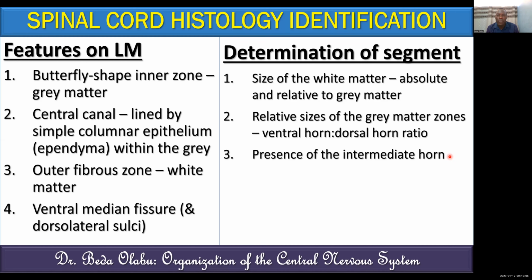When the intermediate horn is present, it tells you something very unique. It tells you that this segment of the cord gives rise to preganglionic autonomic neurons, because that's the role of the intermediate horn. So only segments T1 up to L2 or L3 will have this horn for the sympathetic outflow. And segments S2, S3, and S4 will also have this horn for the parasympathetic outflow. All the other segments of the cord will not have the intermediate horn.